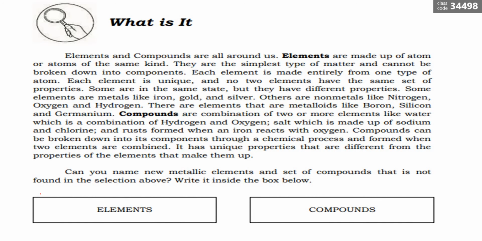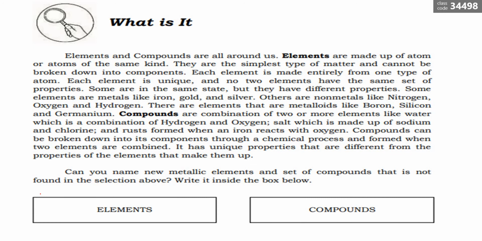What is it? Okay. So this is a discussion. Elements and compounds are all around us. Elements, as defined, are made up of atom or atoms of the same kind. They are the simplest type of matter and cannot be broken down into components. Each element is made entirely from one type of atom. Each element is unique, and no two elements have the same set of properties. Some are in the same state, but they have different properties.